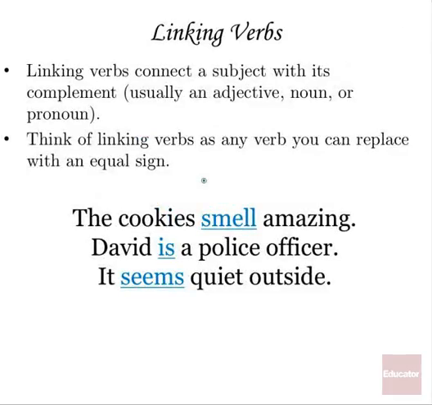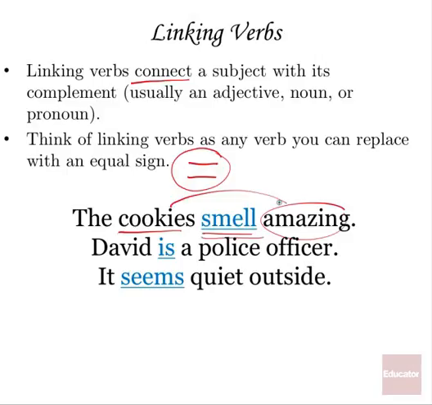Now we come to linking verbs. Linking verbs connect a subject with its complement, usually an adjective, noun, or pronoun. Now, what is a complement? We'll cover that. Think of linking verbs as any verb you can replace with an equal sign. Let's look at an example. The cookies smell amazing. Smell is our verb here, and it connects cookies with amazing.